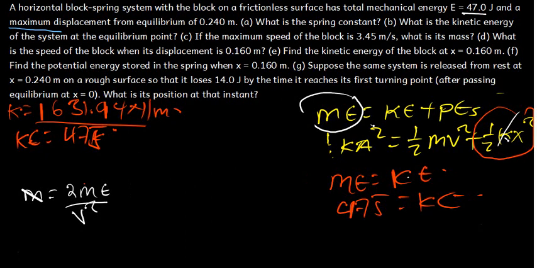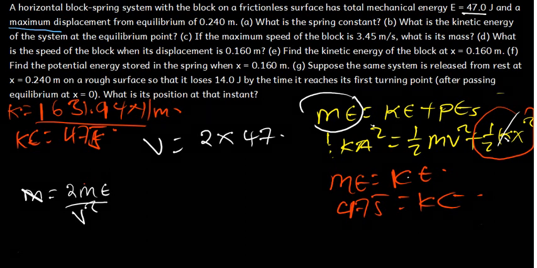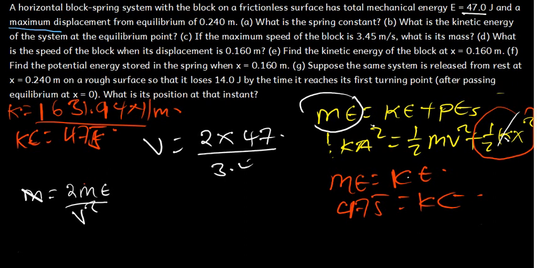Okay, so if we are to plug in the values here, we are going to see that this is going to be 2 times the mechanical energy, 47, everything divided by 3.45. Now we square it. So what are we getting? I have 2 times 47. I'm getting 94. 94 divided by 3.45, I square it. So I'm getting my mass as 7.897.